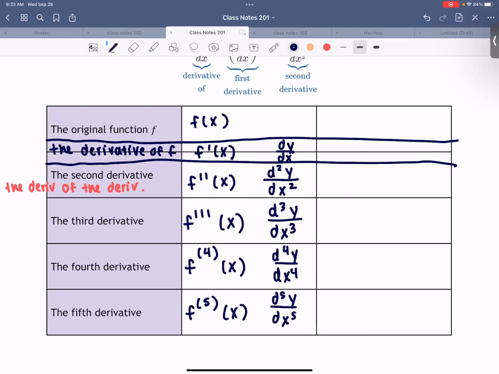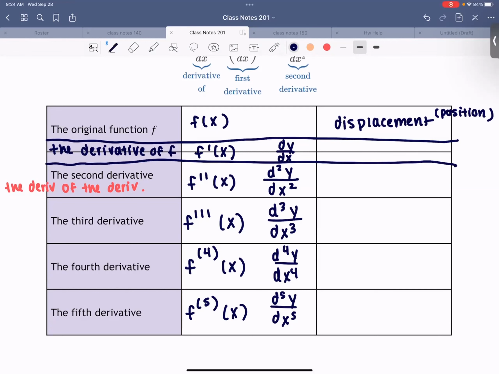All right, let's talk about this in terms of position. A lot of the times we use derivatives to explain the position of an object. So another way to say position is displacement. So this is the same thing as position, essentially. So let's just say our original function represents position.